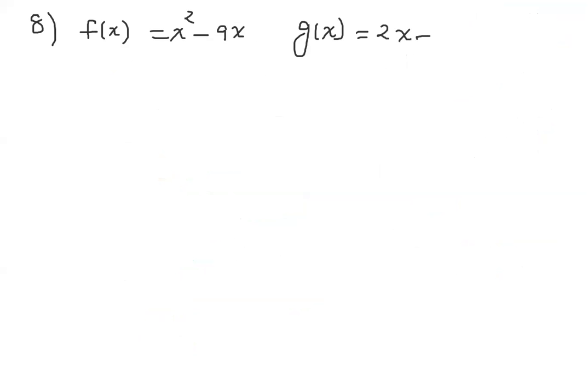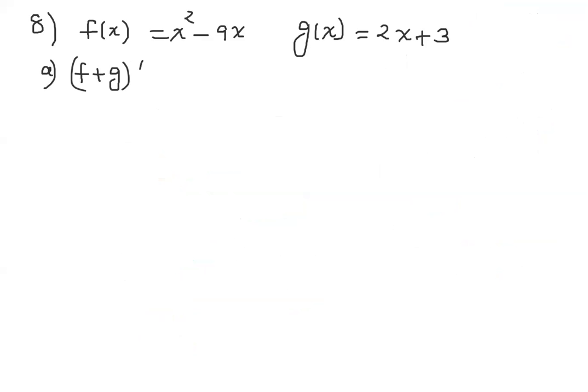So next one, we are going to do some algebra of the given functions. We are given f of x equals x squared minus 9x, g of x equals 2x plus 3. So we have 1, 2, 3, 6 questions. First one is f plus g of x. By definition, this is going to be f of x plus g of x.